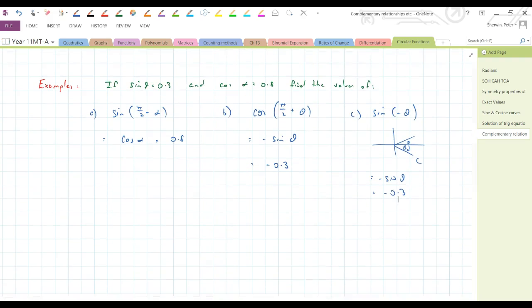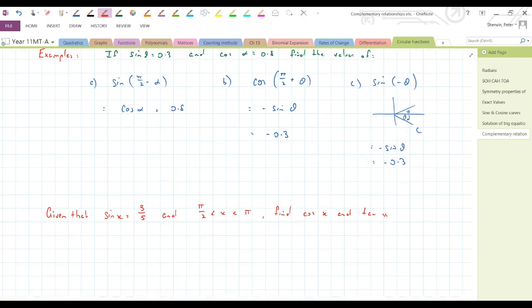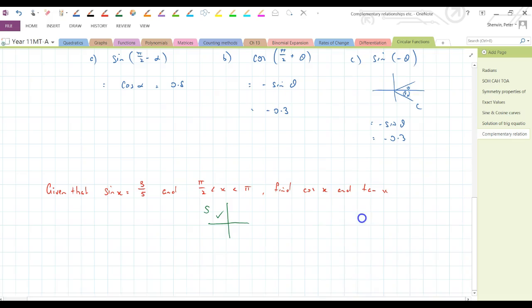Okay, one more example. Let's have a look at this question here. Given that sine x is 3/5 and x lies between pi on 2 and pi, let's just deal with that. What that means is that my angle is between 90 and 180, so it's in this quadrant here, and sine x is 3/5, so sine's positive there, but the other two, cos and tan, are going to be negative there. So what are cos x and tan x going to be equal to if sine x equals 3/5?